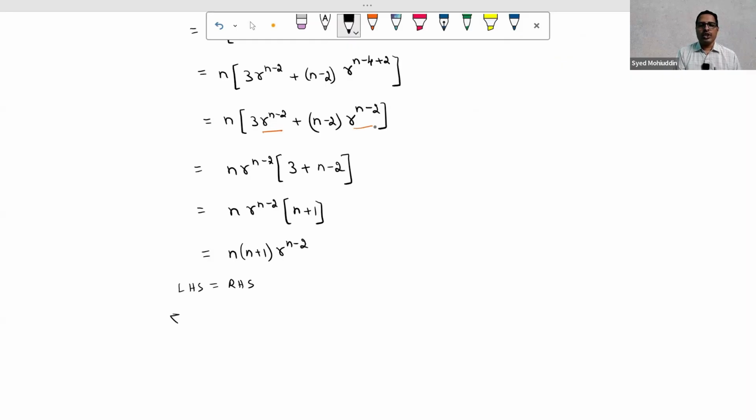So hence, your LHS, del square r power of n, is equal to your RHS, n into (n plus 1) into r power of n minus 2. So that's the required solution. I hope you got this result. Try to practice it 2 to 3 times so that you become perfect with this result.